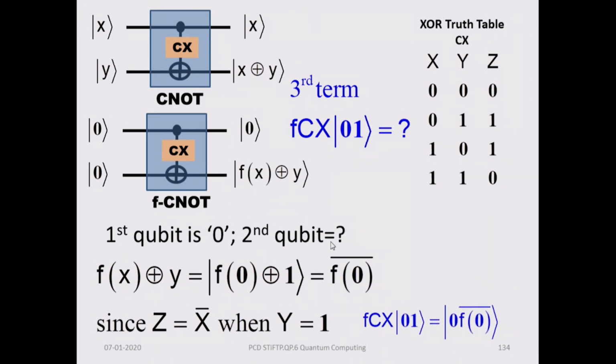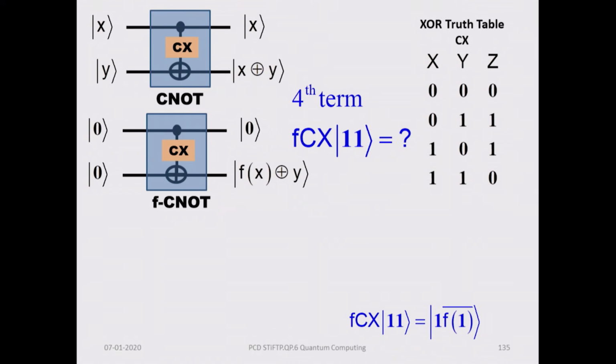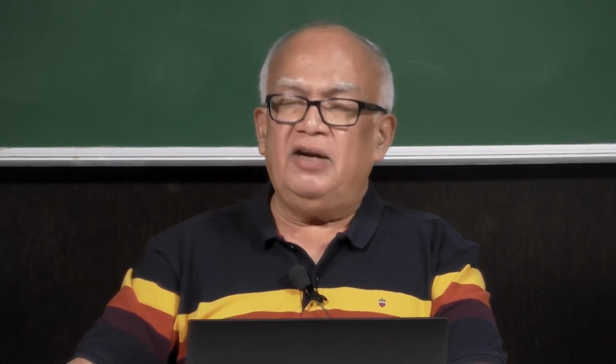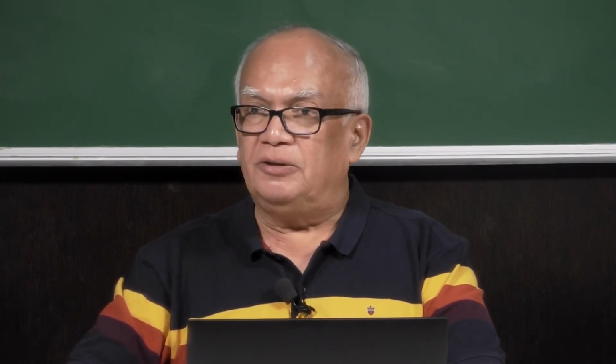So, this is the function controlled-not of 0 1, which gives you 0 and f0 not, right. And then you have the fourth term, which is the last one, which is the function controlled-not of 1 1, and now the first one is 1, x is 1 and y is also 1. So, z will be the opposite of what you have in the first column, which is not x but the function x, right. So, now you have got the output 1 f1 not, and now you collect all the 4 terms.